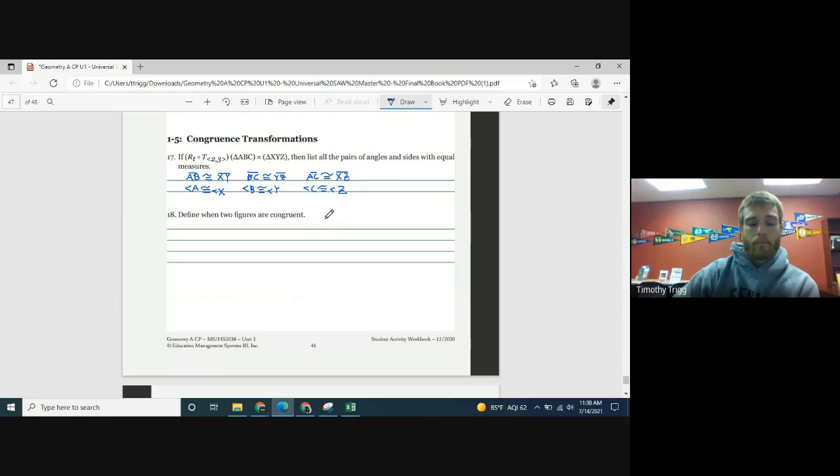Okay. Now, define when two figures are congruent. For this one, we already kind of know, hopefully, what congruent means. It means the two shapes or two things we're talking about, could be angles, sides, or entire shapes, are congruent when they have the exact same size, the exact same shape. In other words, they have the same measures throughout. But the definition they're going to look for on the test, I'll go ahead and give you that here.